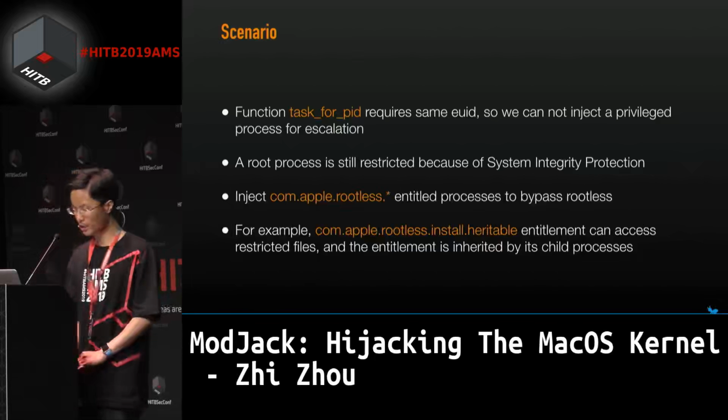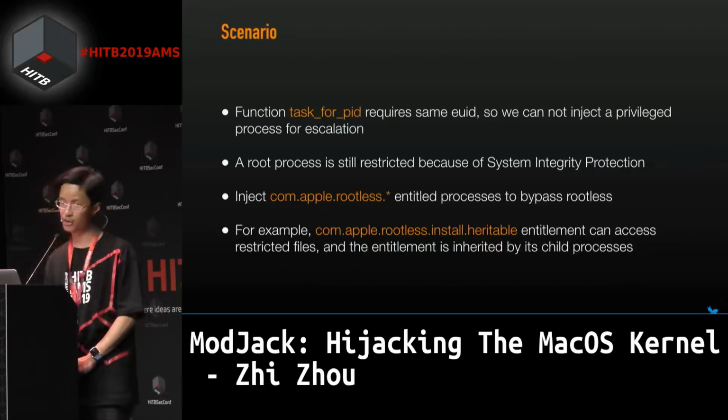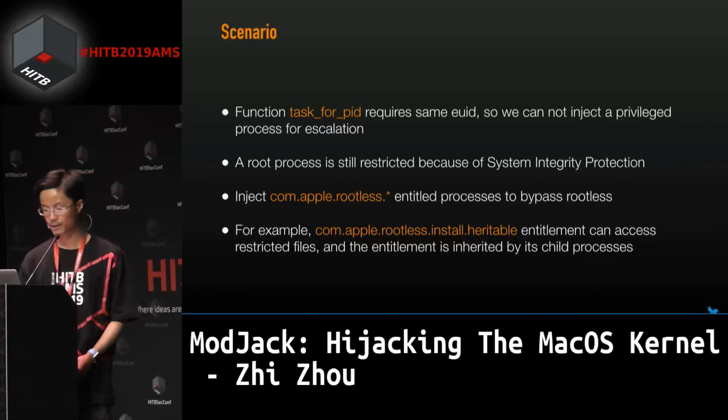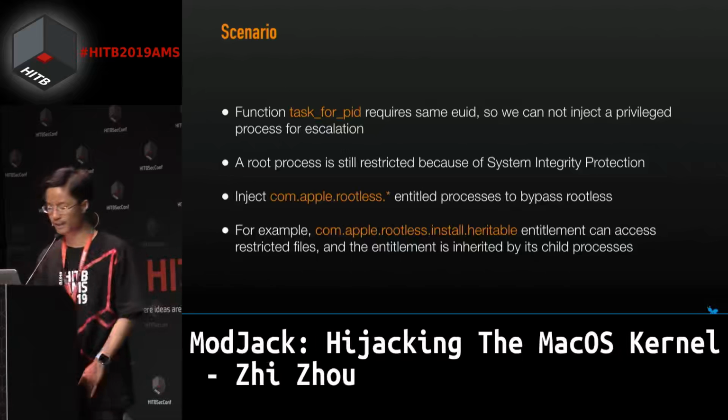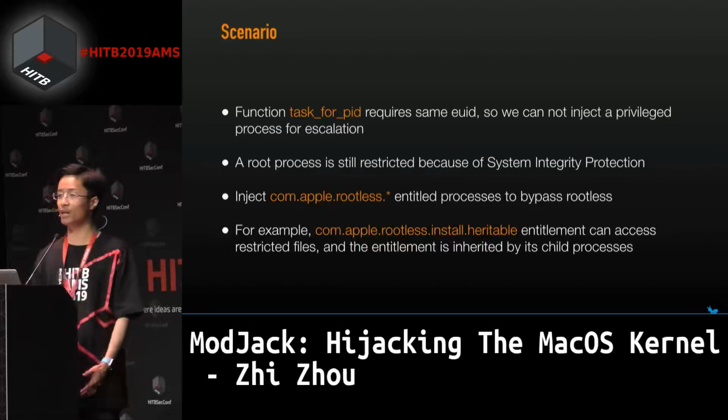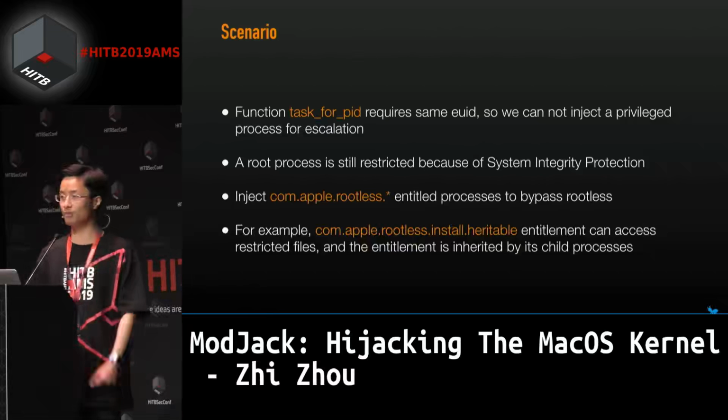For example, here is another interesting entitlement, com.apple.rootless.install.heritable. It can access those rootless restricted files. And the most interesting thing is that this entitlement is inherited by child processes, which means you can just spawn a new shell, and SIP for this new shell is totally off.